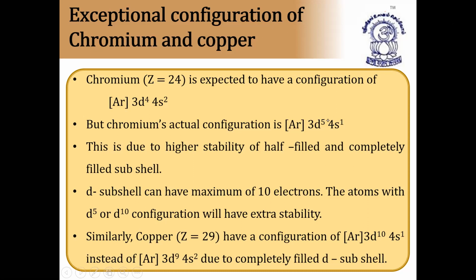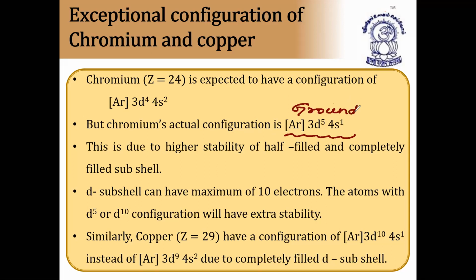So one electron in the 4s orbital is shifted to the d orbital. Then the new configuration becomes argon 3d5 4s1. Underline this, very, very important. You have to remember the ground state configuration of chromium is argon 3d5 4s1. This is ground state only. Don't think it is an excited state. It is the ground state configuration.